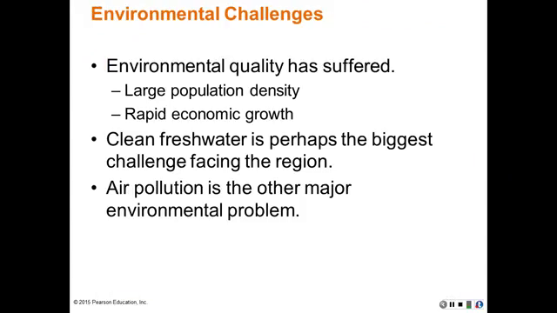Environmental challenges. Environmental quality has suffered for reasons such as the large population density and rapid economic growth. Clean fresh water is perhaps the biggest environmental challenge facing the region. Air pollution is the other major problem. Both of these are more of a problem in the east, where the industrial regions are, and less of a problem in the far west, where there's very little water and very little industrial production. Perhaps the most basic environmental challenge facing China is the provision of clean, fresh water.